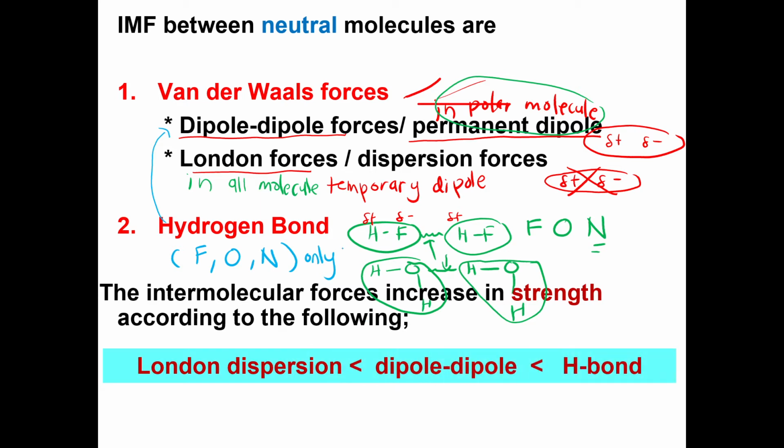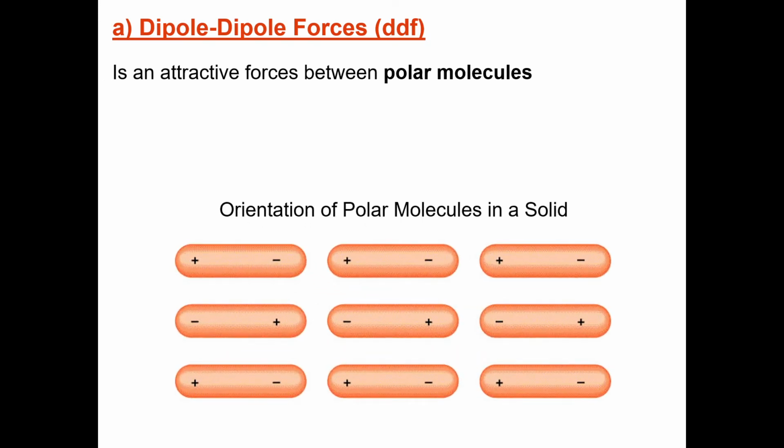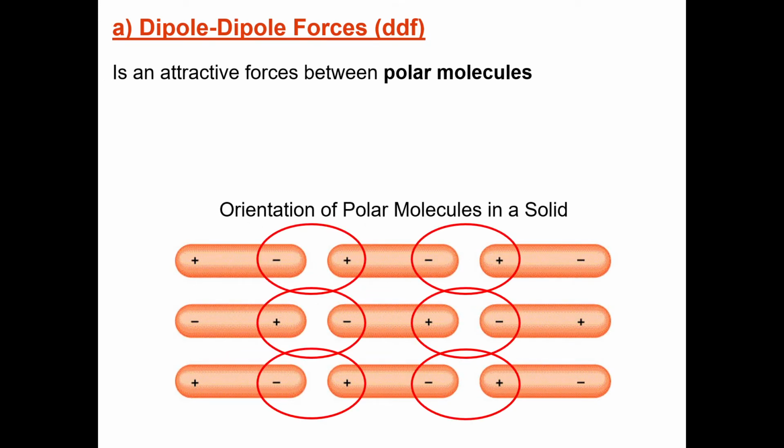Okay, so strength of intermolecular force. The strongest intermolecular force is hydrogen bond, followed by dipole-dipole, and the weakest intermolecular force is London force. Yang ni kita dah discuss. So dipole-dipole force exists in all polar molecule, between two different charge of molecule, partially negative and partially positive for the second molecule. So this molecule we call as polar molecule.